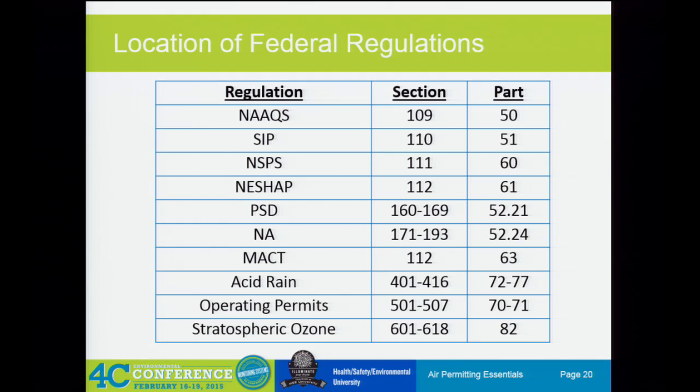So here's a table that shows the different regulations that have been structured under the Clean Air Act. The section is the section that it is listed in the Clean Air Act, and the part is the regulation that was passed. It's the actual regulation that you can find the language for that specific rule. So our National Ambient Air Quality Standards is in 40 CFR Part 50, and it's also Section 109 of the Clean Air Act. Our SIP provisions are in Section 110 of the Clean Air Act and 40 CFR Part 51 of our federal regulations.